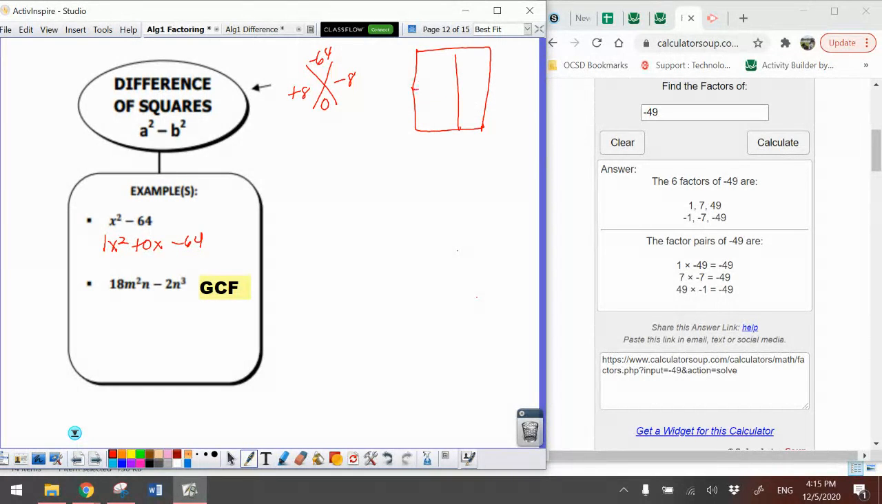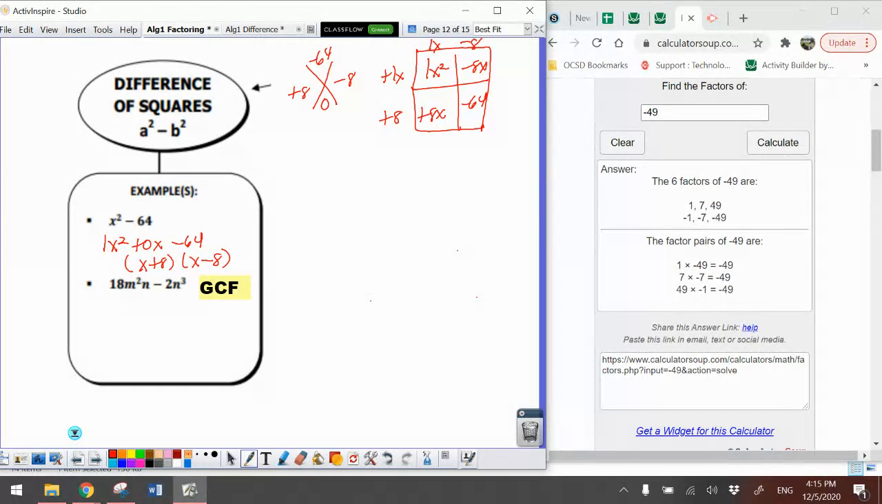And go ahead and make my box. 1x squared, negative 64, plus the 8x minus the 8x. Pull my positive 8 out, pull my 1x out. Again, a 1x and a negative 8, and that one's factored. So I have a factor of x plus 8 and x minus 8.